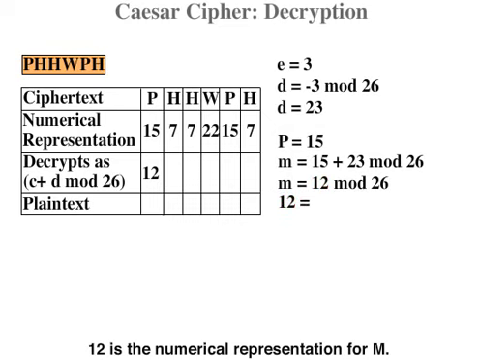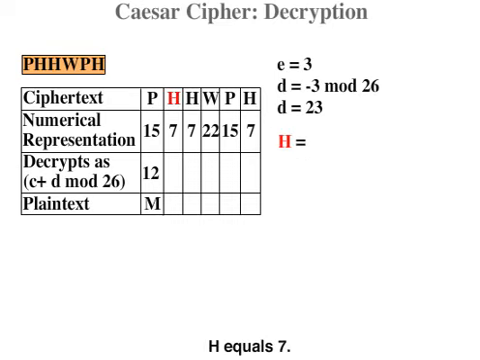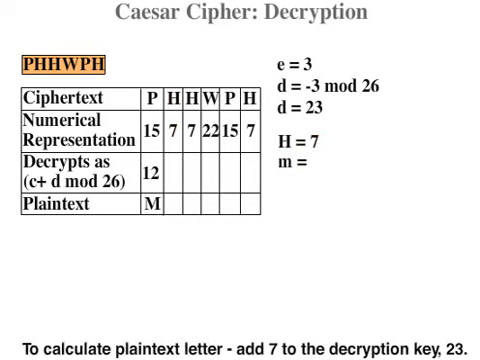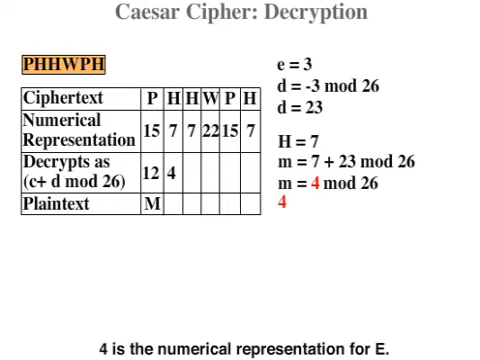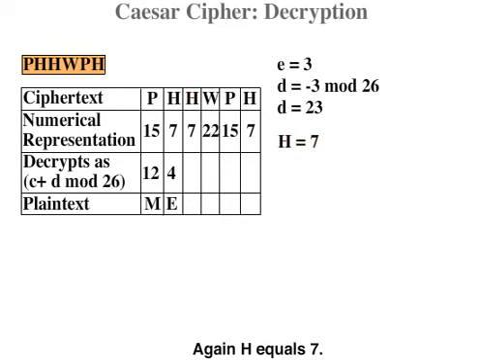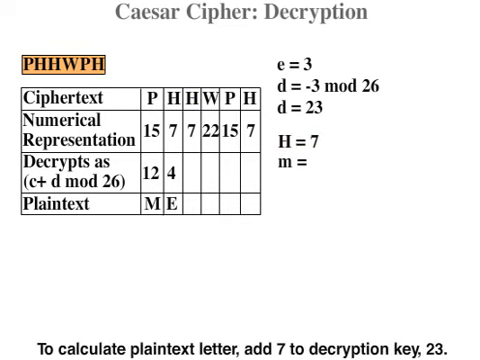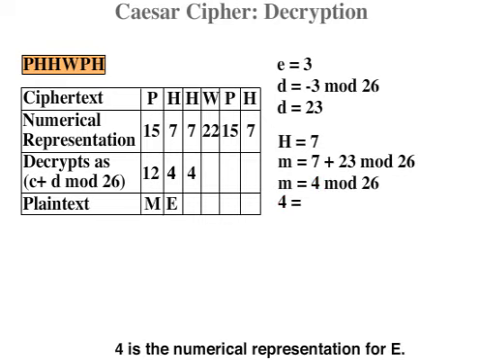12 is numerical representation for M. Now to calculate the rest of the letters. H equals 7. To calculate the plaintext letter, add 7 to the decryption key 23. 7 plus 23 is 4 modulo 26. 4 is numerical representation for E. Again, H equals 7. To calculate the plaintext letter, add 7 to the decryption key 23. 7 plus 23 is 4 modulo 26. 4 is numerical representation for E.